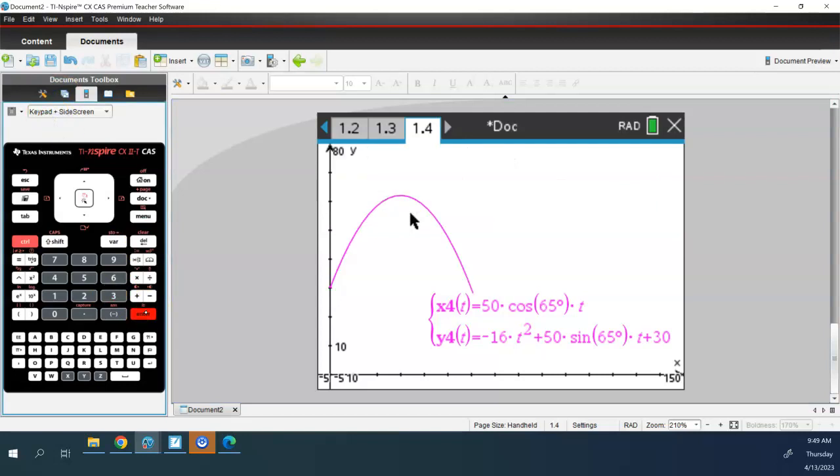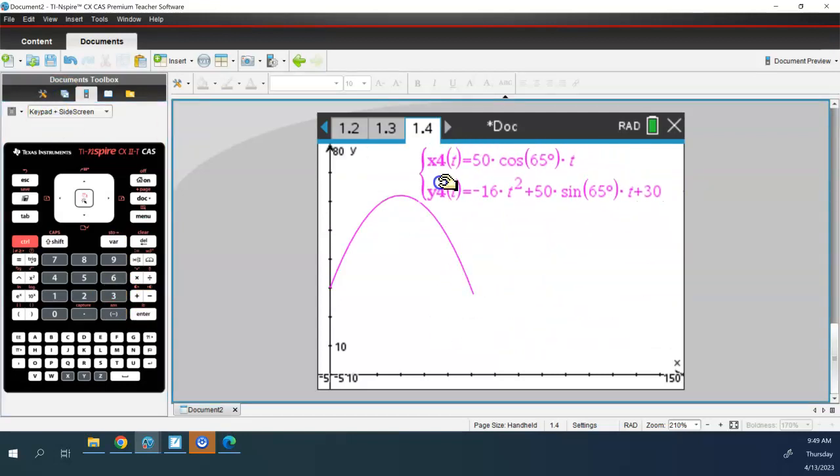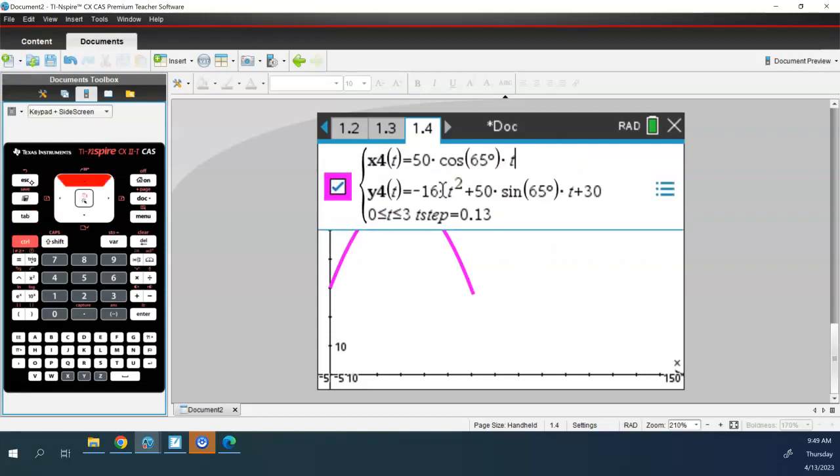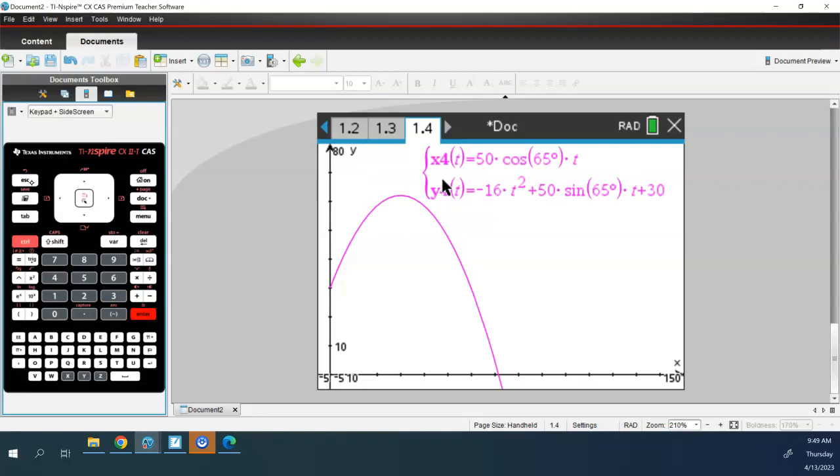If I go 3, did I go far enough yet? Nope, still hasn't hit the ground yet. I'm going to go over here to the computer. Tab. Easier here. I go 4. Did it hit the ground? Yep, it crossed over the ground.